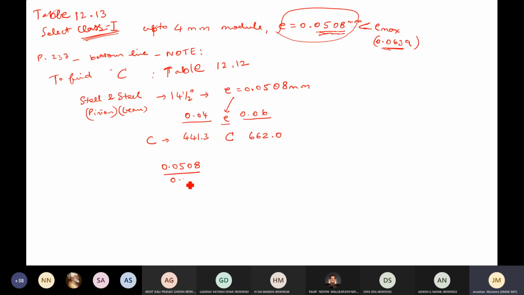0.0508 by minus 0.04. Sorry, 0.04. And this is 0.6 minus 0.04 must be equal to unknown value C minus 441.3 by 662 minus 441.3. So this should give you the C value. 560.5. Yes, 560 point, around 47 I'm getting. Okay, 5 also should be fine.